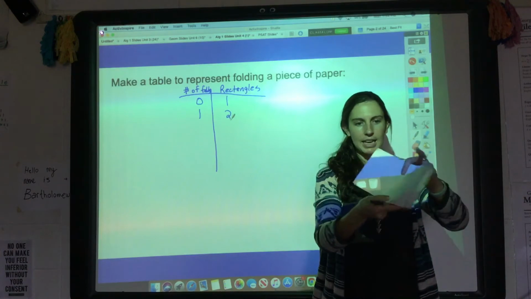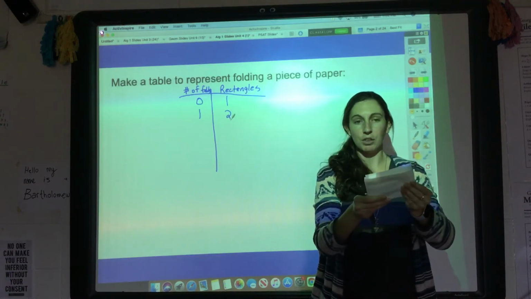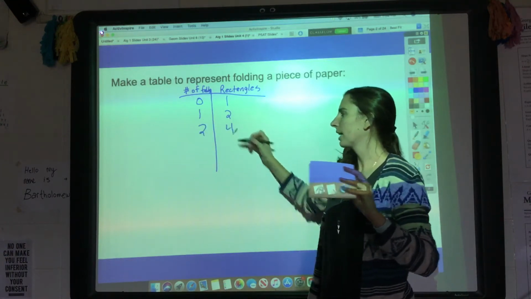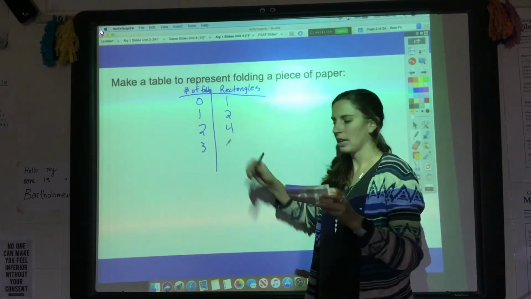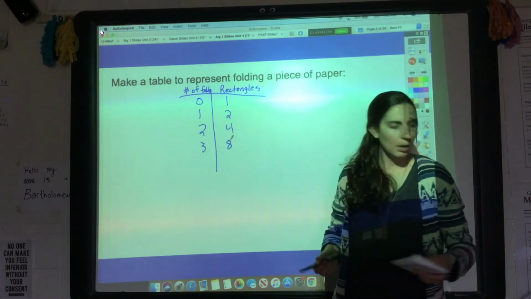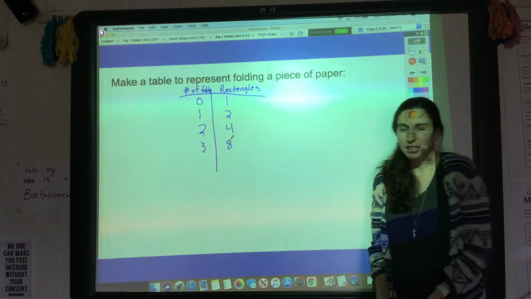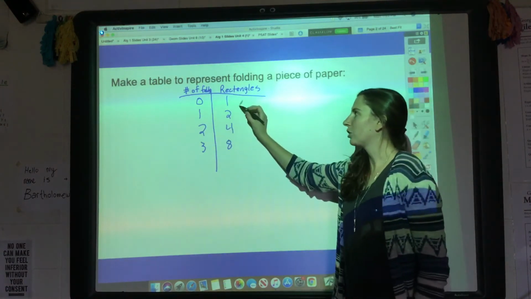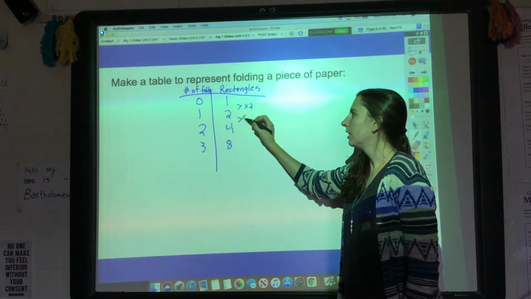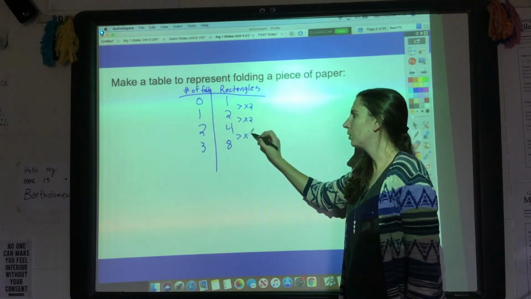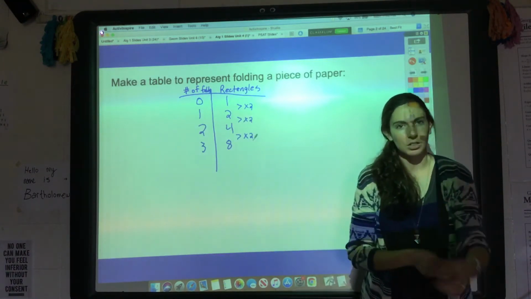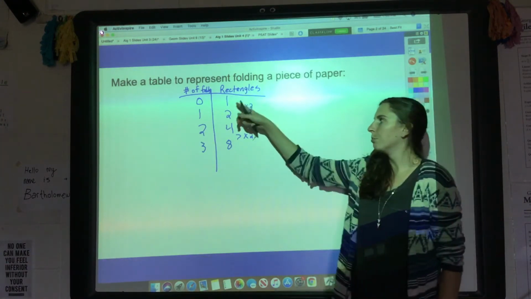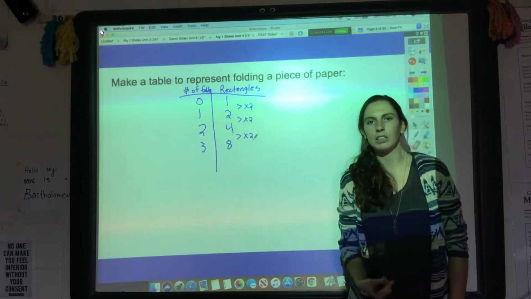If I were to fold it again, now I have 4 rectangles if you were to unfold it. So on the second fold, I have 4 rectangles. On the third fold, I would now have 8. You're probably noticing this pattern, which is actually the exact same as that zombie pattern, where it's doubling each time. It's times 2, times 2, times 2. This is at the heart of what an exponential function is. An exponential function is where you multiply by the same number each time.